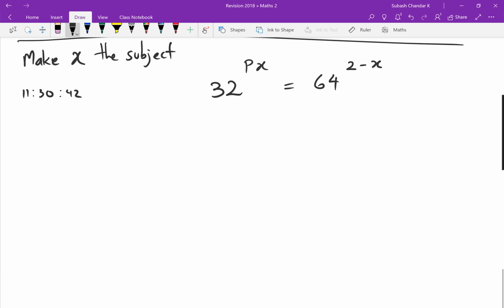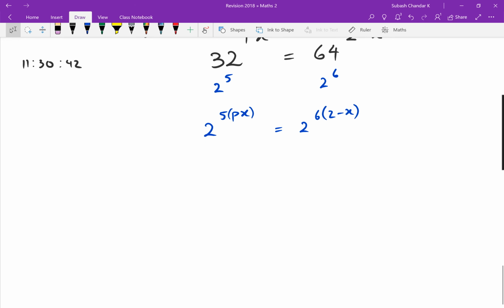You guys actually did this. How many of you did it with the same basis? Logs? Anyone with logs? Okay, I'm going to try and do the same basis first, because 32 could be written as 2 to the power of 5, and 64 could be written as 2 to the power of 6. So then I've got 2 to the power of 5 px equals 2 to the power of 6 to the 2 minus x. I actually think this is too easy of a question. I think this is probably not even a merit. Anyway, let's just do it anyway.